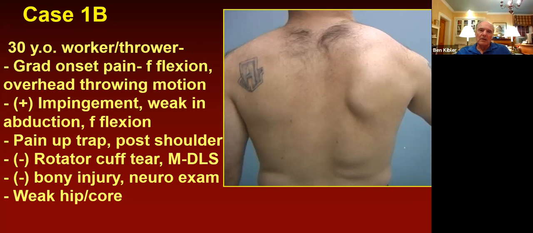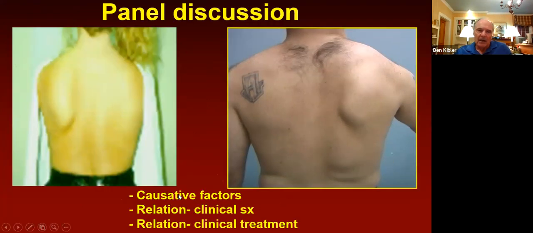So in these two cases, let's talk a little bit about how you would go about working this up. I've already told you this is not bony, this is not neurologic. So how are you going to look at these soft tissue problems? For example, how are you going to look at the pectoralis minor, which is a very common problem here on the front of the shoulder? How do we look at that?